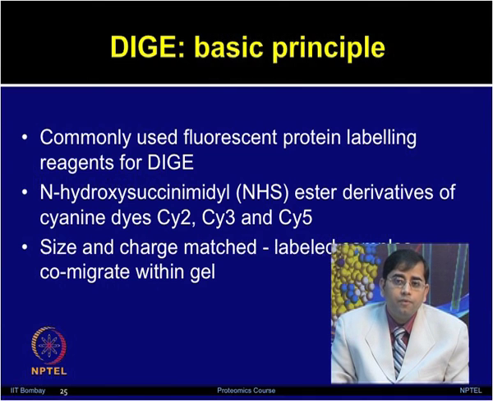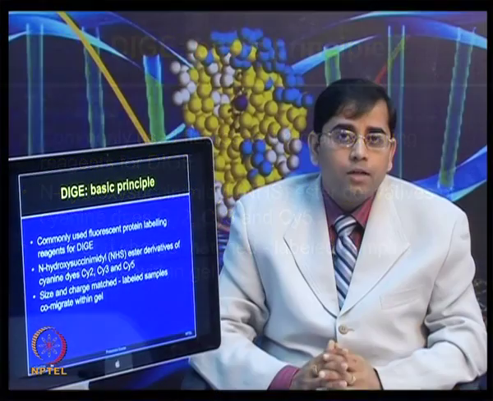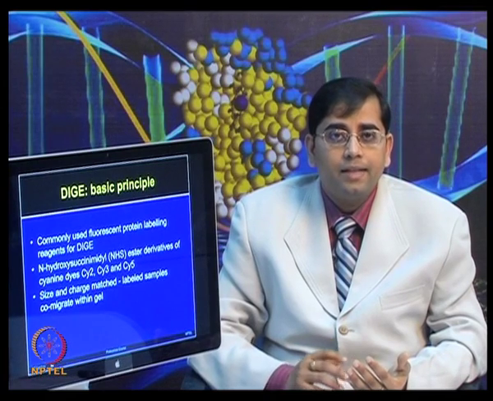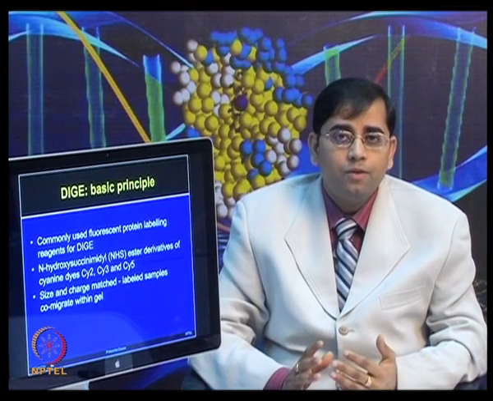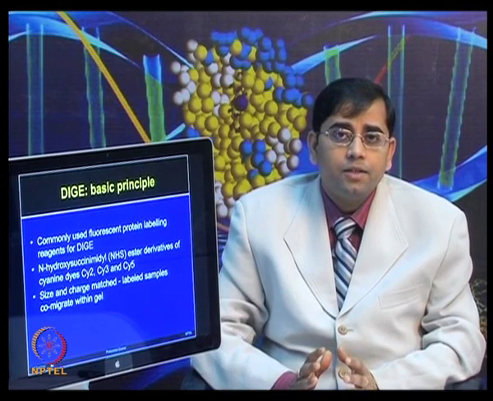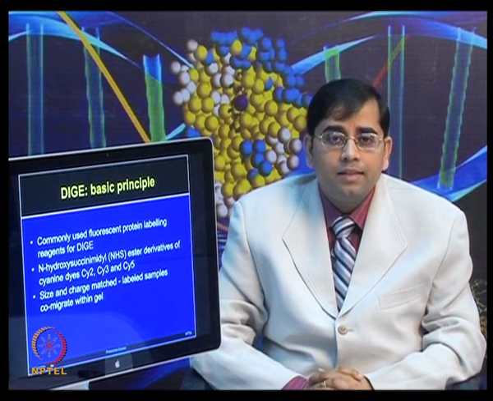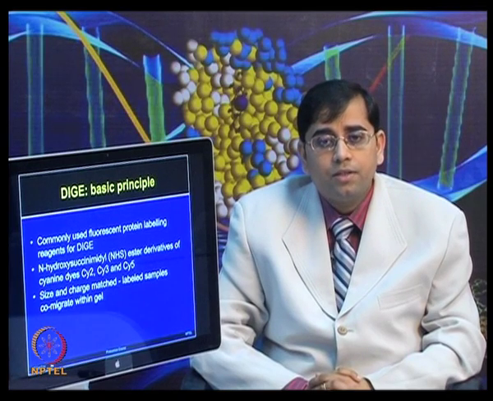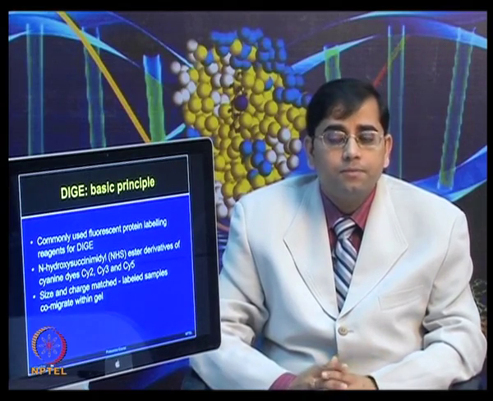The Cy3 and Cy5 are used to label your control and your treatments. One should always try to do the dye swapping, so that there is no dye bias. So, if in one sample you are adding the Cy3 in control and Cy5 in treatment, in the other sample you should do vice versa. So, the Cy2 remains consistent for doing the internal standard. Now, for Cy3 and Cy5, the size and charge of these dyes is matched, so that the labeled samples can co-migrate within the gel.